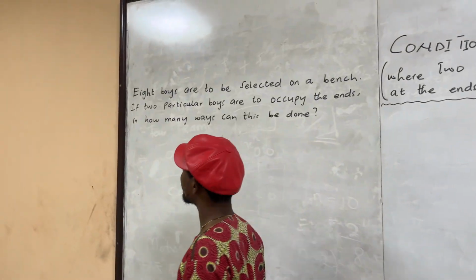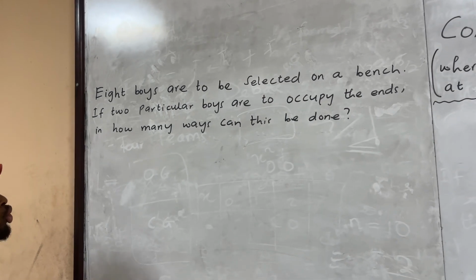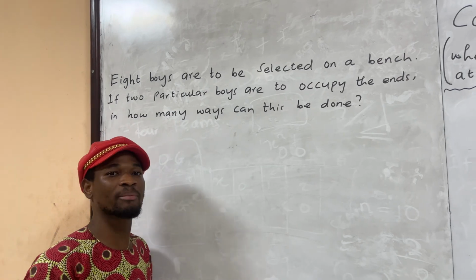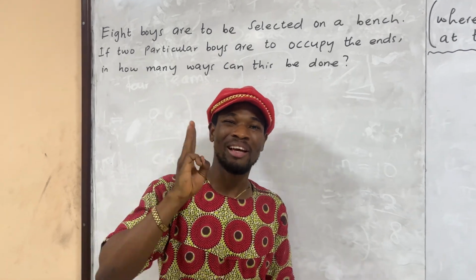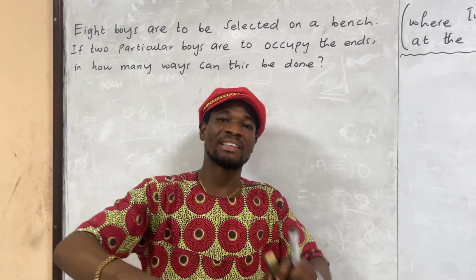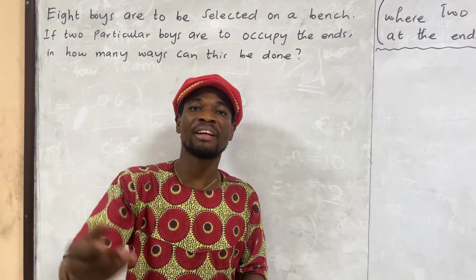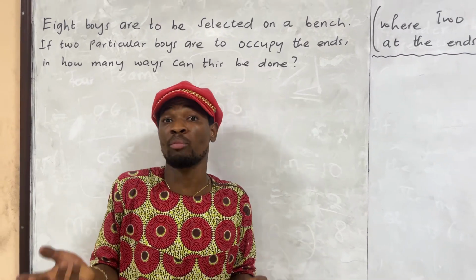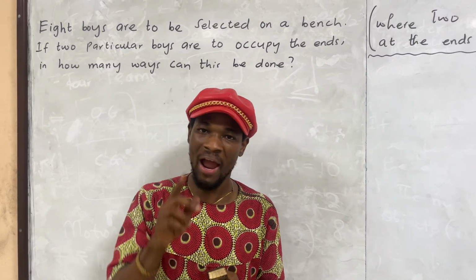So here we have 8 boys to be selected on a bench. If 2 particular boys are to occupy the ends, in how many ways can this be done? Viewers, the whole concept of conditional permutations type 3 is we want to position 2 particular objects at the ends of an arrangement, considering n different items. And we said n is always equal to r. Why? Because we are taking all at a time. Do you get that? So n equals r.